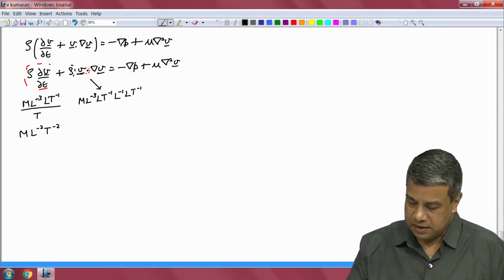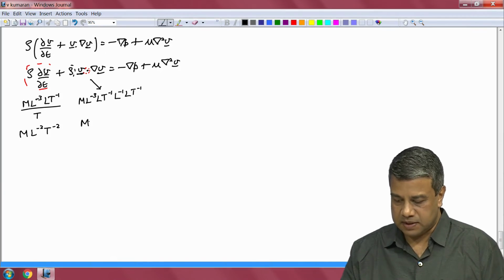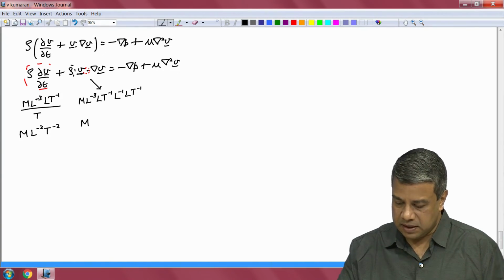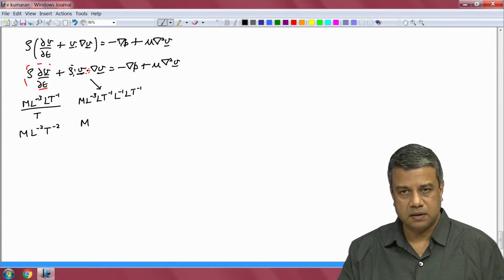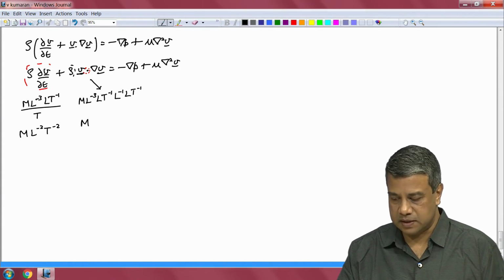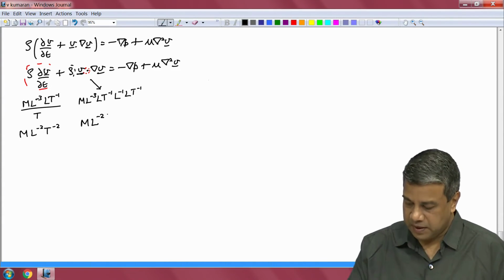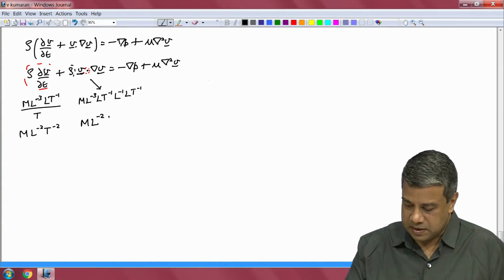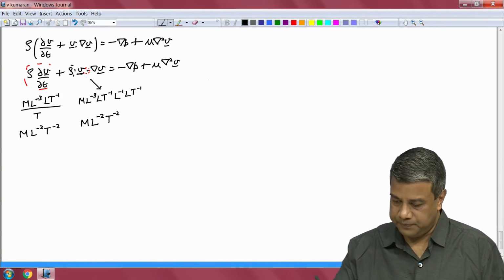So, you can see that the net mass dimension is just M, because M appears one time. Length I have minus 3 plus 1 minus 1 plus 1. Minus 3 plus 1 is minus 2, plus minus 1 is minus 3, plus 1 is minus 2. So, you will get L power minus 2, and the time dimension has T power minus 2. So, it has the same dimension.